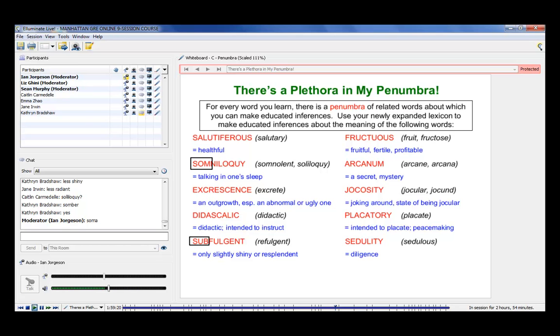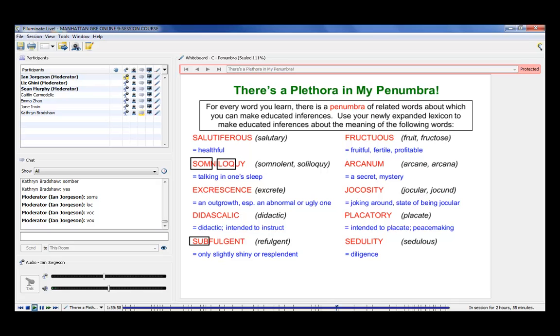Oh, I'm sorry. Caitlin actually said soliloquy, and I totally shot her down, and that's actually correct. I misread that. I'm sorry. But we've got that SOM that has to do with sleep or sleepiness. And then we've got the LOQ, which along with LOC and VOC and VOX oftentimes have to do with speech, talking, speaking. So somniloquy is literally talking in your sleep. That's a good one, isn't it? Very clever one.